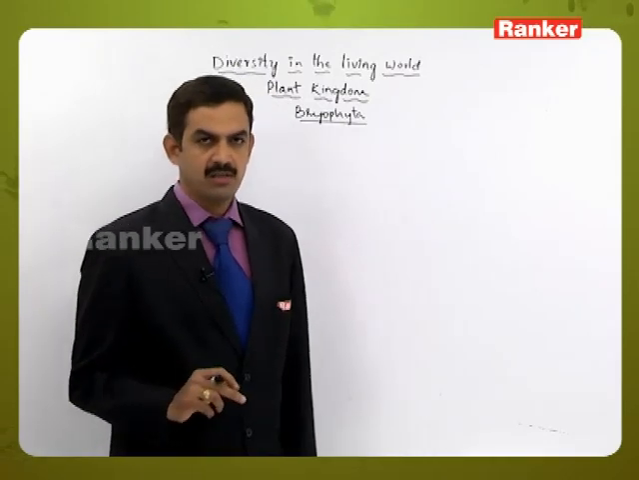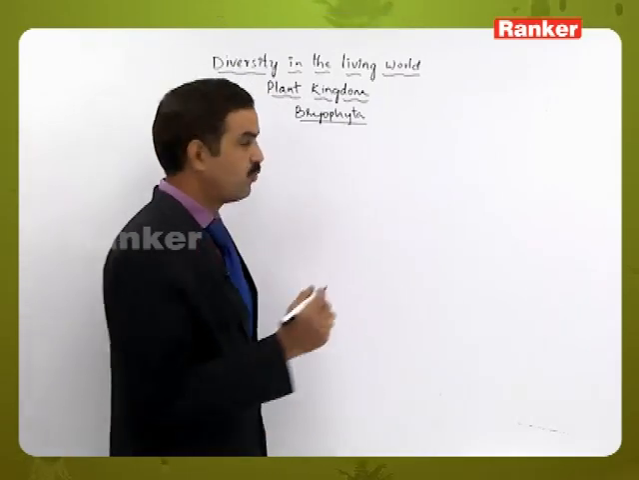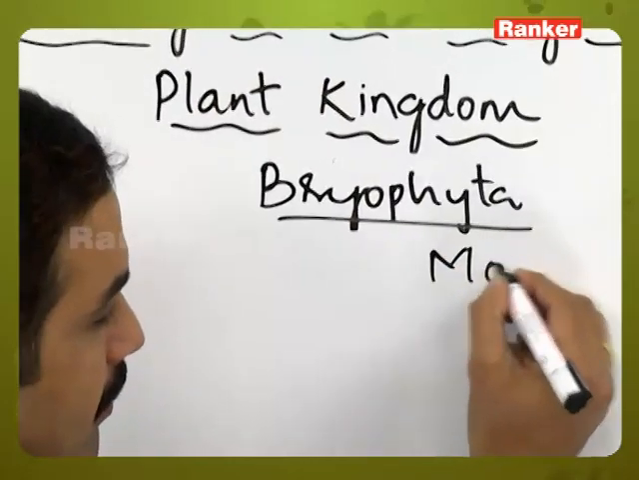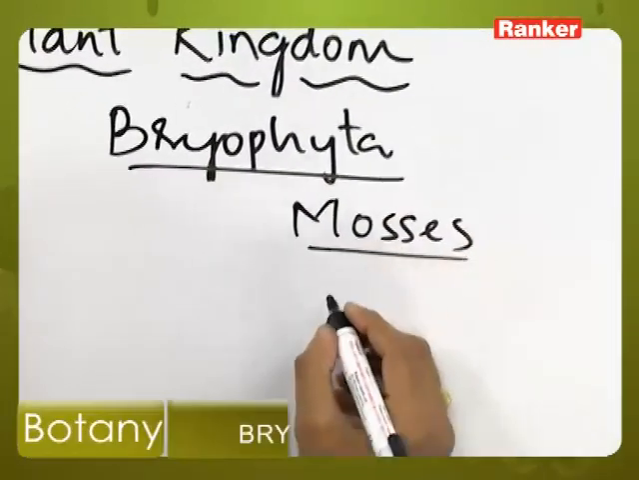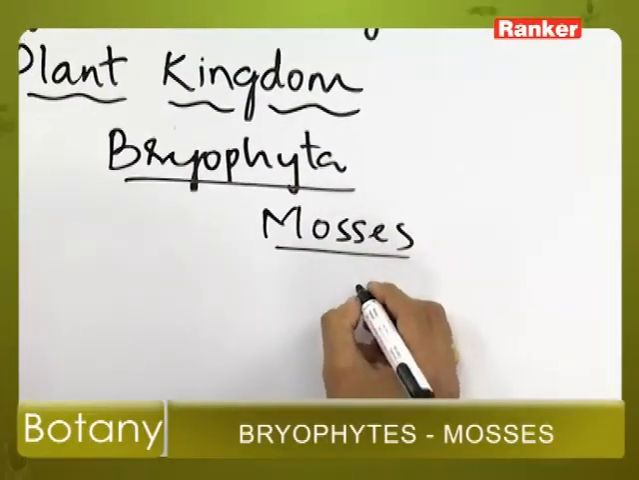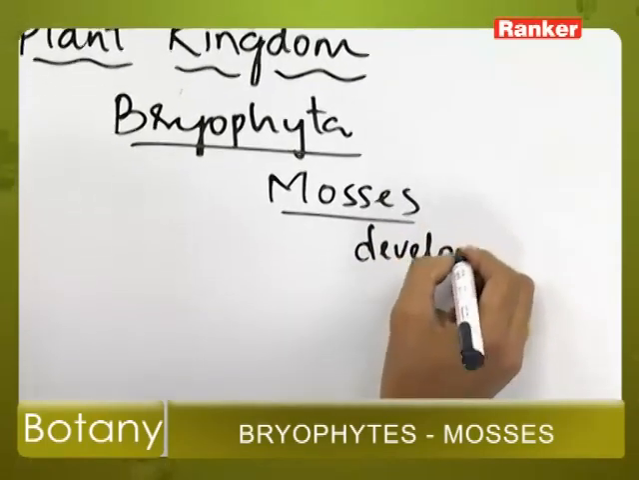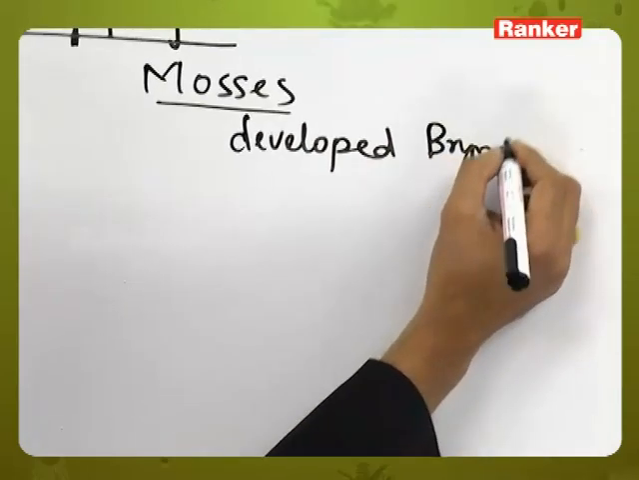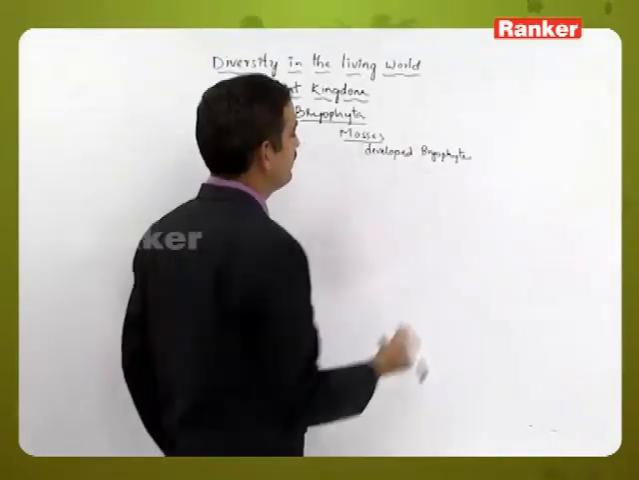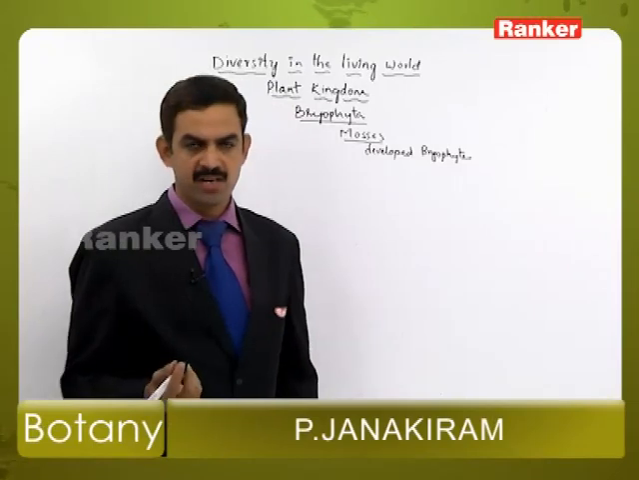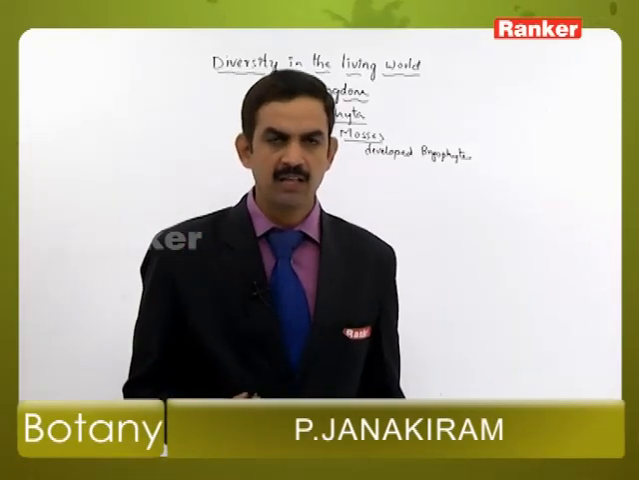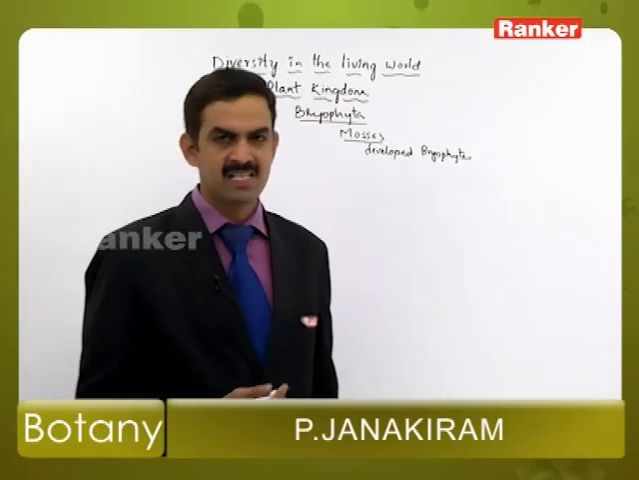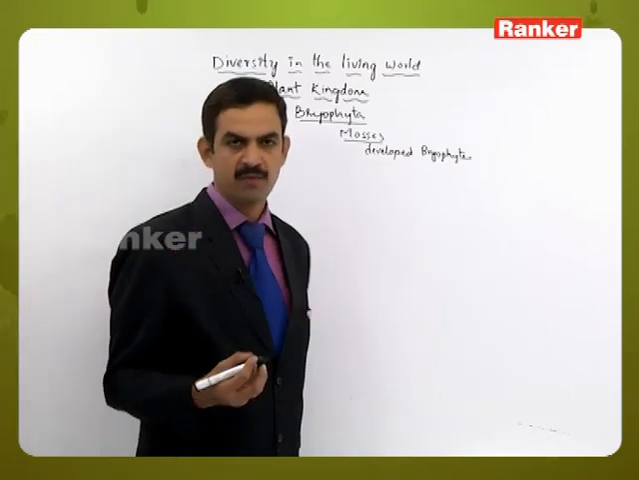In bryophytes, the third class is Bryopsida, which includes mosses. Mosses are considered to be the most developed Bryophyta group of organisms. Here also the two generations are there, gametophyte and the sporophyte. The gametophyte is the dominant stage, as in the other Bryophyta group of individuals.